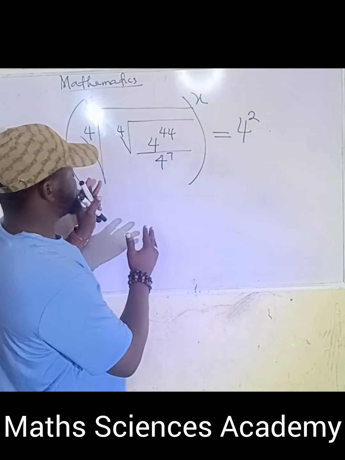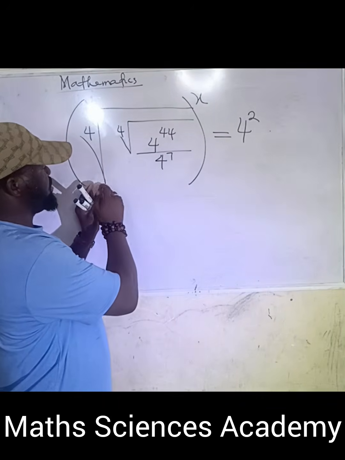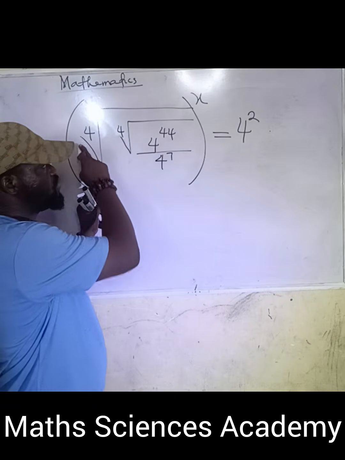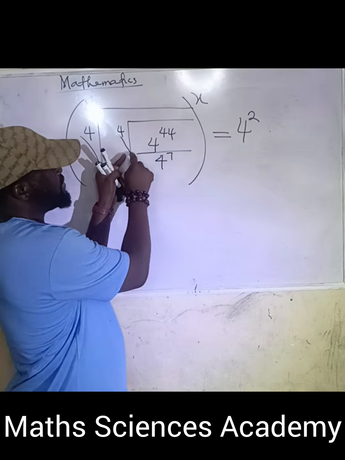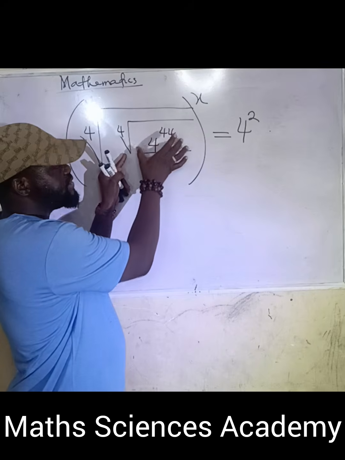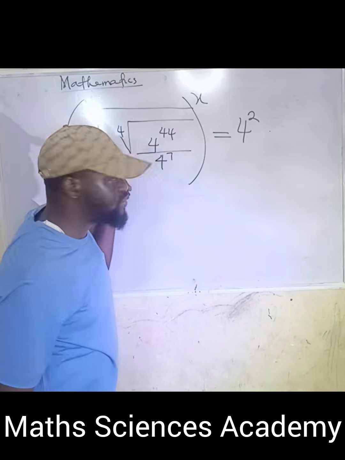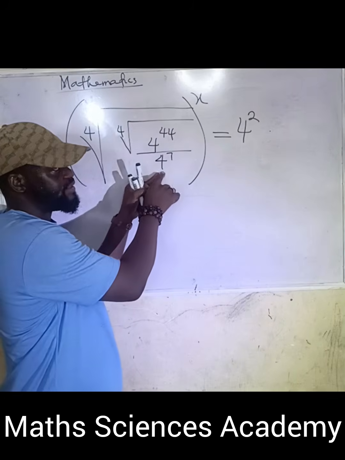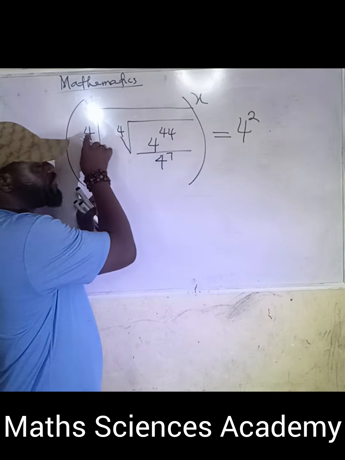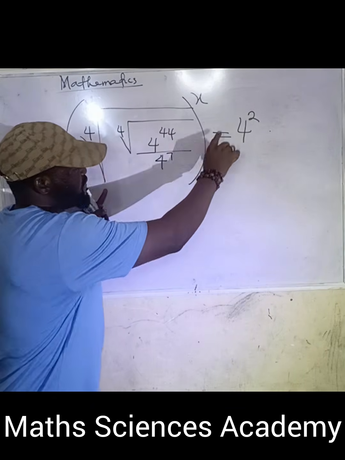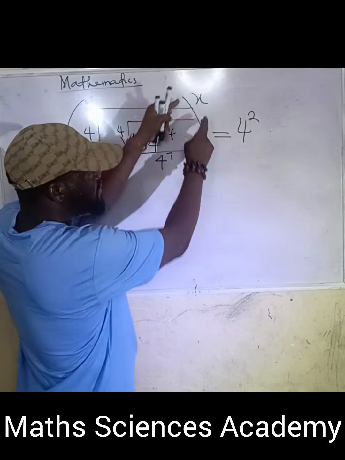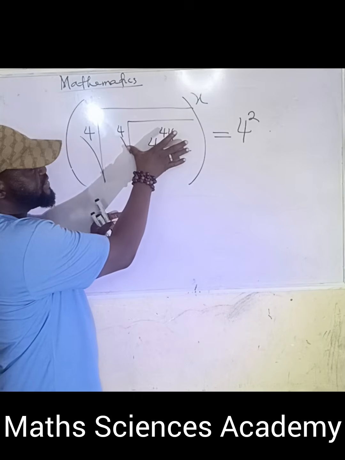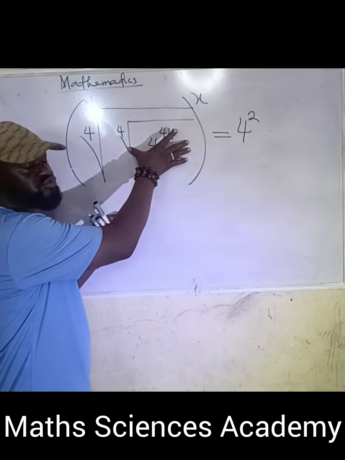You can see that we have this. There's an overall square root outside here, which is the first root, and also there's another one here that covers only this 4 raised to power 44, then divided by 4 raised to power 7. This square root does not affect this, but this first root affects everything here, all raised to power x equals 4 squared. Now let's consider this inner root first.